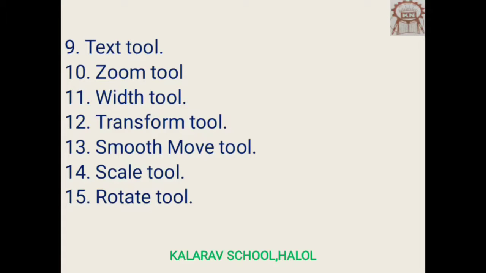Smooth move tool. The smooth move tool works just like the transform tool, except when multiple ducks are selected. Select multiple ducks by pressing Ctrl+A or dragging a rectangle around the ducks. Now when you drag one of the selected ducks, the other selected ducks will also move along with it.